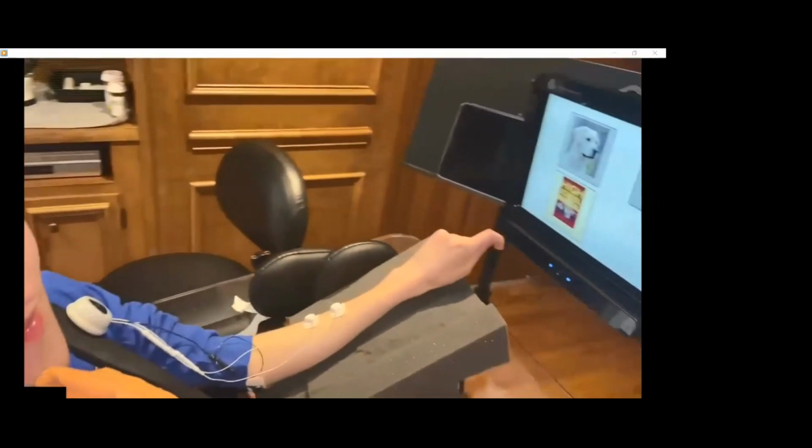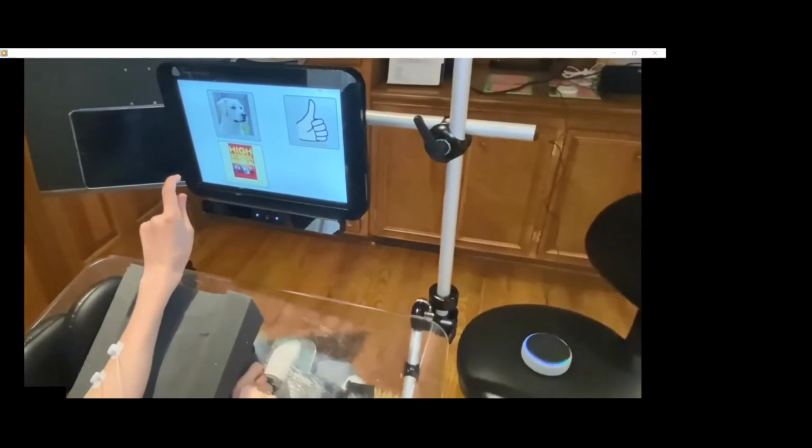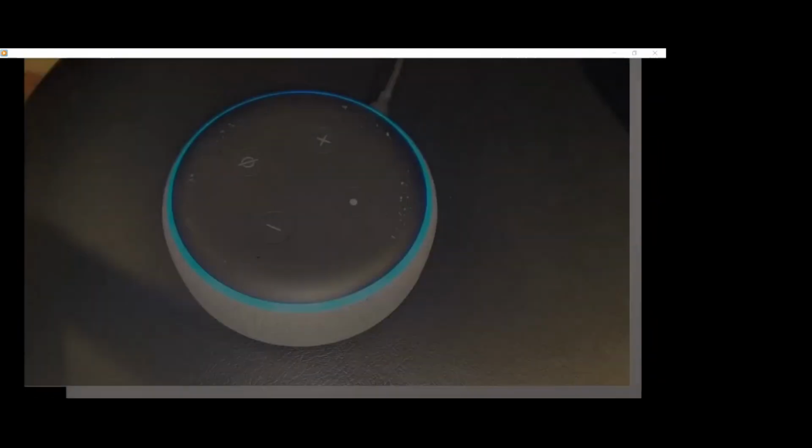I love music. My Neuronode can let me choose what I would like to listen to. Alexa, play High School Musical.